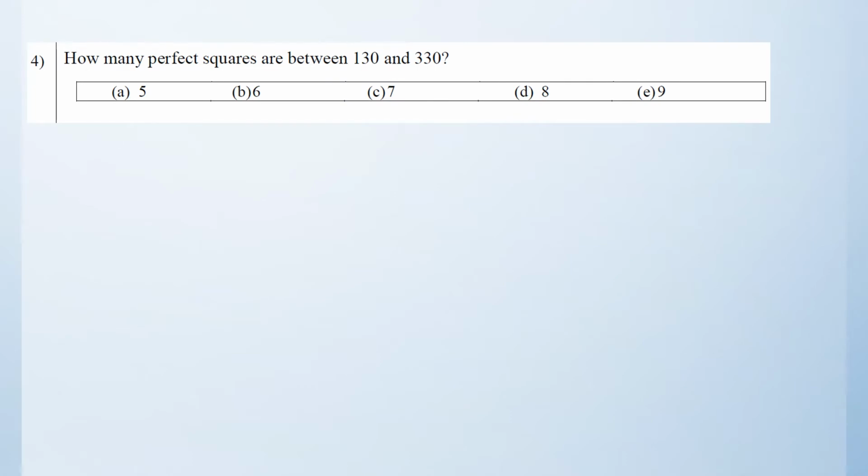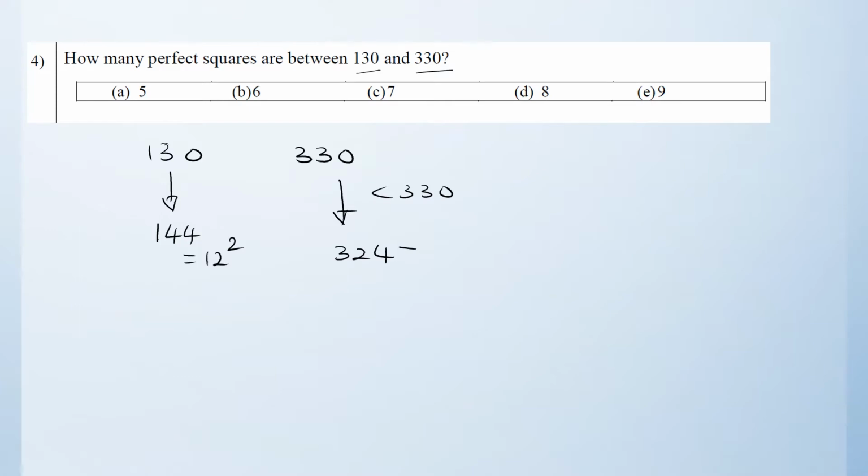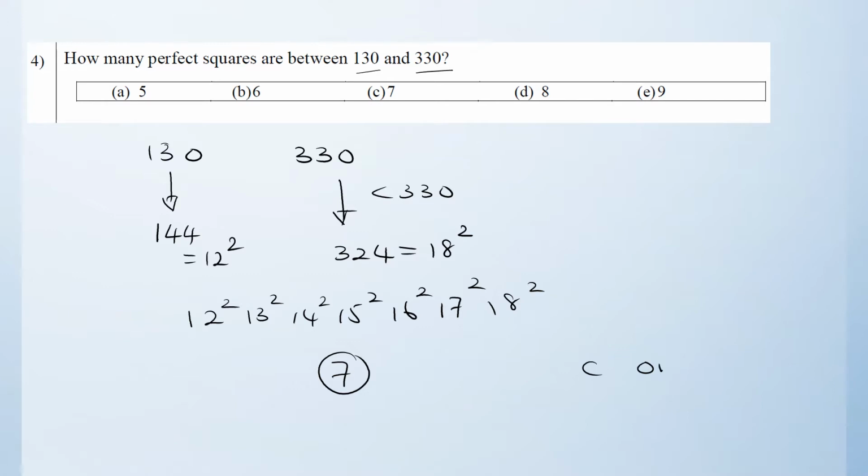Question number 4. We have to identify perfect squares between 130 and 330. The nearest square number which is greater than 130 is 144. That is 12 squared. The nearest square number which is less than 330 is 324, which is 18 squared. So in between these two, including 12 squared and 18 squared, we have 13 squared, 14 squared, 15 squared, 16 squared and 17 squared. So all together we have 7. So the answer is C only.